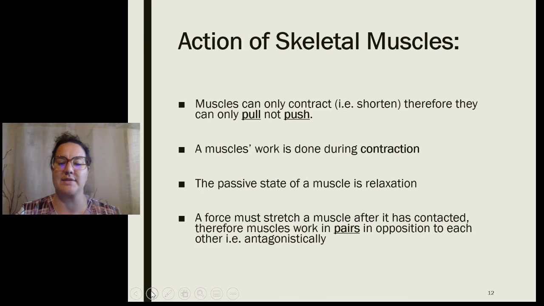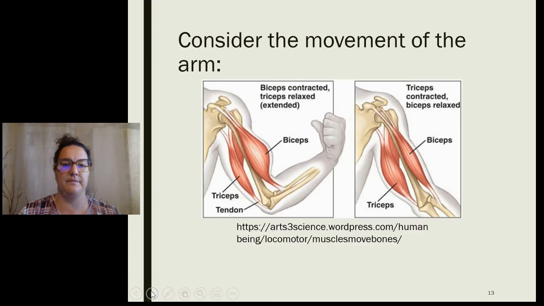Muscles can only contract; therefore, they can only pull and cannot push. Any muscle's work is done during contraction. The passive state of a muscle is relaxation. Because of this, after a muscle has contracted, another muscle must work in a pair to extend that muscle. So they work in pairs antagonistically.